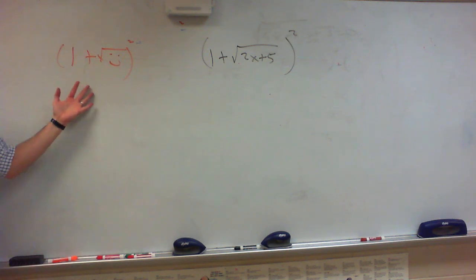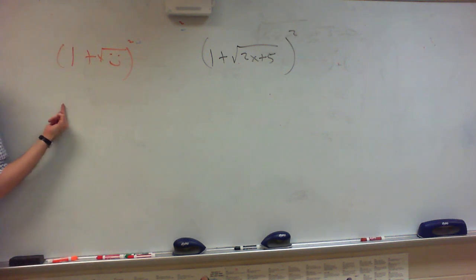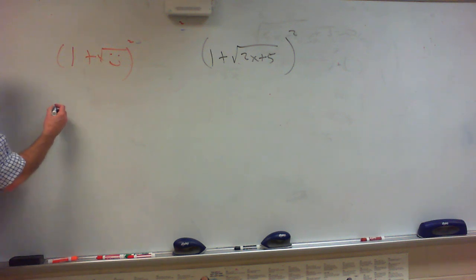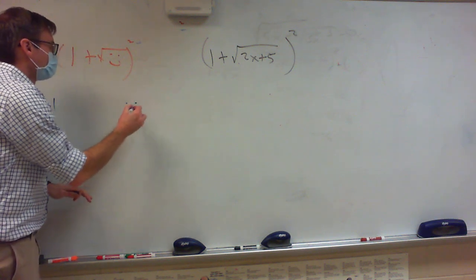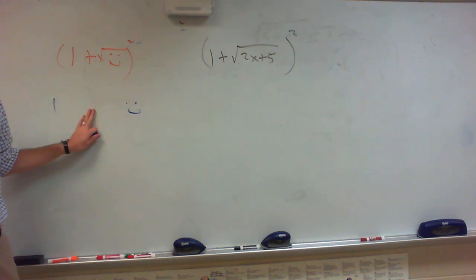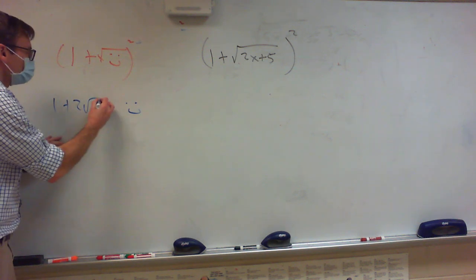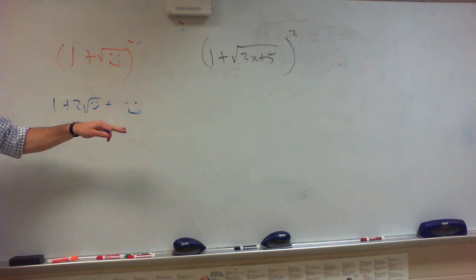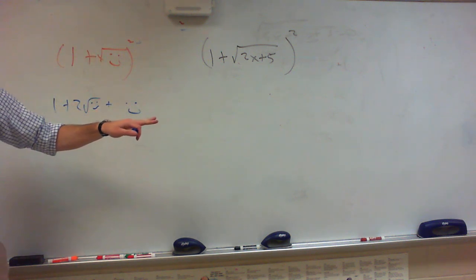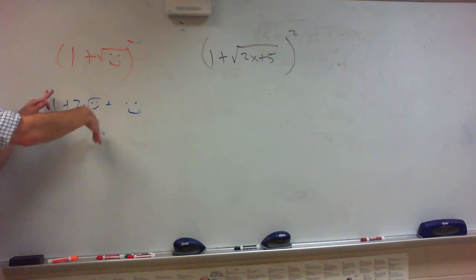Is it easy to come up with what goes here? What's the first term? 1. Okay. What's the last term going to be? Happy face. And then what's the middle term going to be? Plus 2 square root of happy face, right? Are we okay with that? Does everybody see what happened here? Okay, there you go. I need to make sure. Does this make sense?